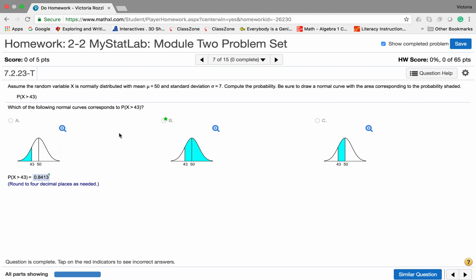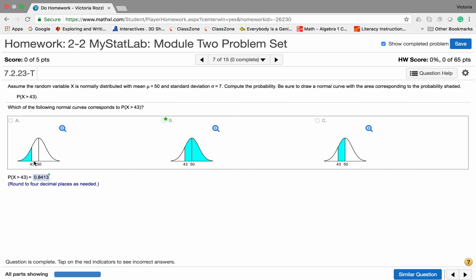So we want to know which one of these pictures here corresponds to the probability that x is greater than 43. If you look here, some of these have the mean drawn in as well. So if this number is 43, this graph would be the probability of it being less than 43, because it's to the left. This is your area all the way to the right of 43, so that's your greater than. And anytime you have it shaded between two numbers, this would be the probability that x is somewhere between 43 and 50. So that's why they've chosen B, because this is the greater than symbol. It's shaded all the way to the right after 43.